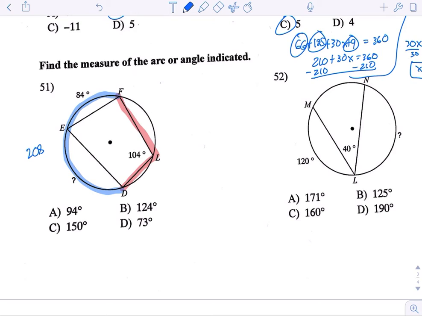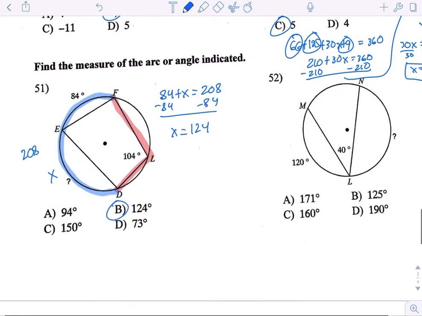So if the whole entire blue arc is 208, then we just need to solve for this x. Well, 84 plus x is equal to that blue arc, which is 208. Subtract 84 from both sides. x is going to equal 124 degrees. Okay.